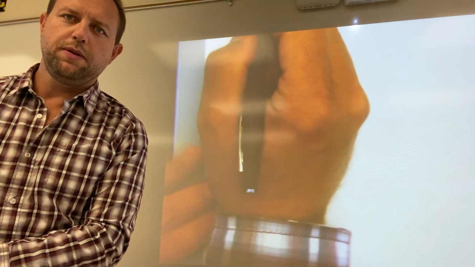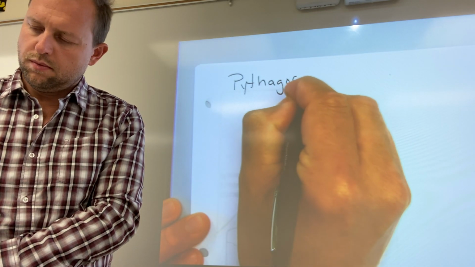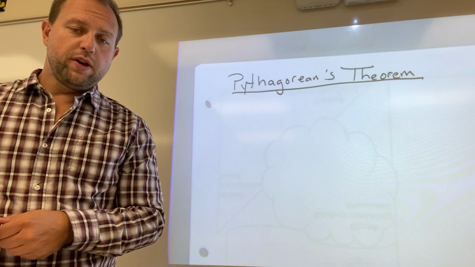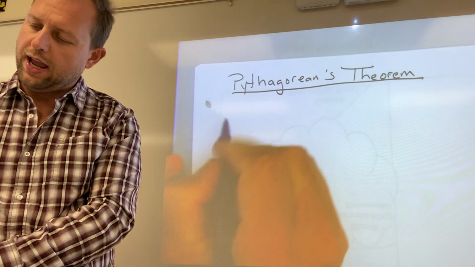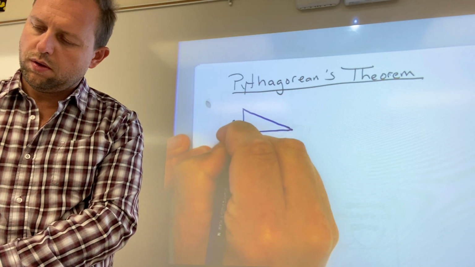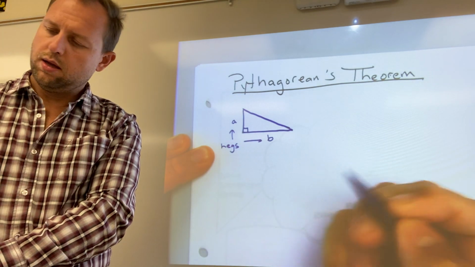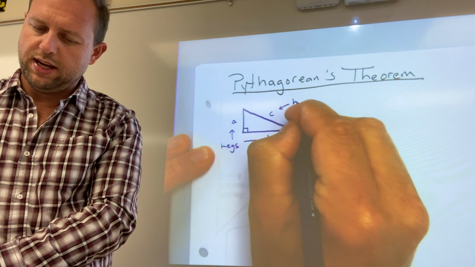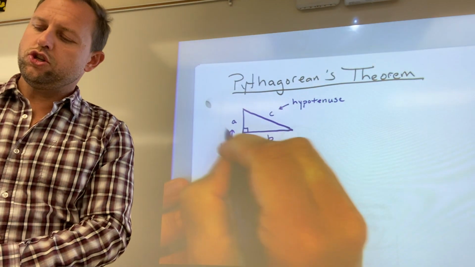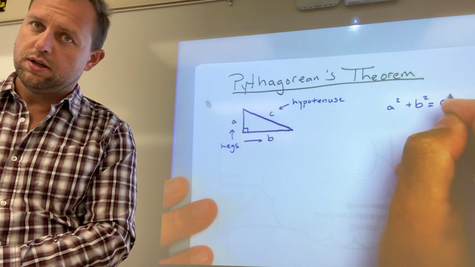Okay, our second review topic is going to be on the Pythagorean theorem. So as you'll recall, when we were talking about the Pythagorean theorem in geometry, we had a right triangle with legs A and B, and hypotenuse C. And the relationship between the legs and the hypotenuse was a squared plus b squared equals c squared.